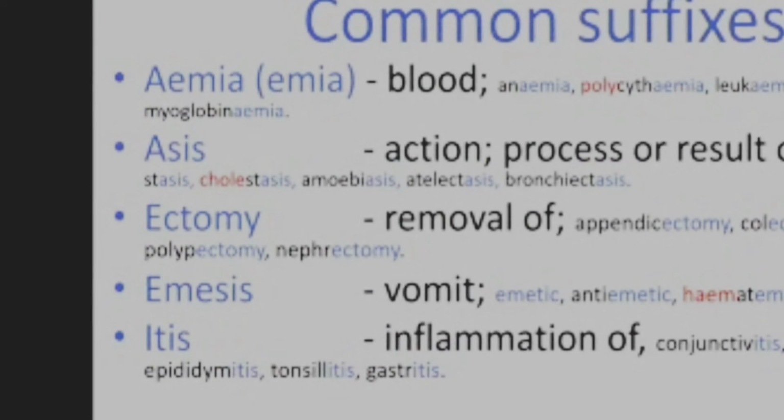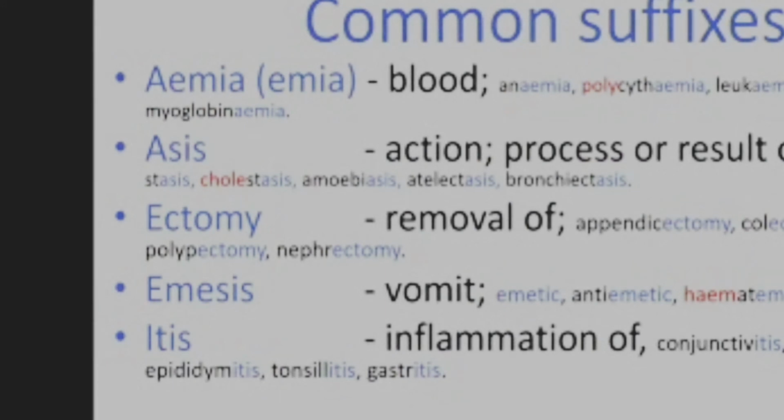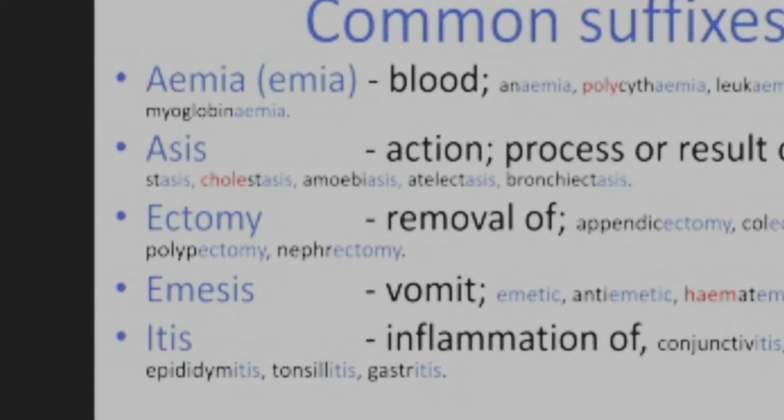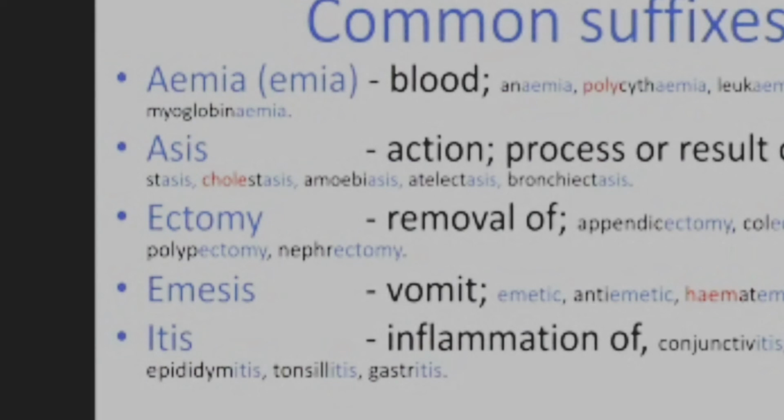Itis is inflammation, like conjunctivitis, which is a disease. Epididymitis, tonsillitis. Tonsils we have under the jawbone. We have two of them, and sometimes they get inflamed and have to be removed. When they get inflamed, you have all kinds of cold and cough, and you can't eat ice cream or curd. And gastritis, of course, inside the abdomen, and gastroenteritis, a disease of the digestive system.